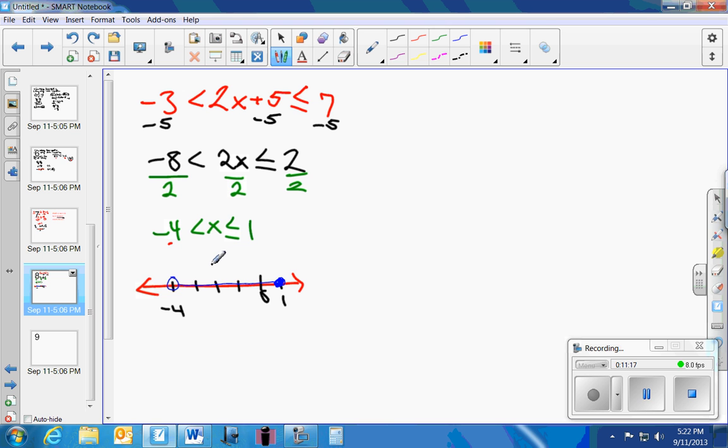If you ever get an answer that happens to look like, I'll just give you something else that has absolutely nothing to do with this problem. Okay. If I had negative 5 is greater than or equal to x, which is greater than 2.